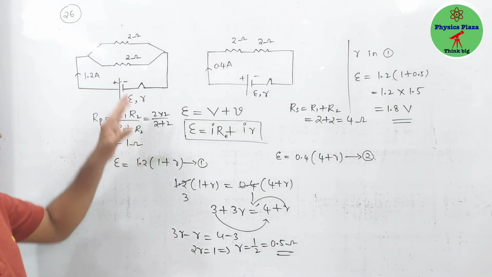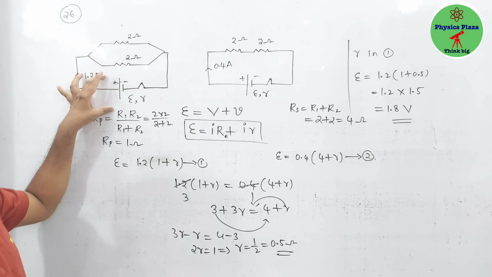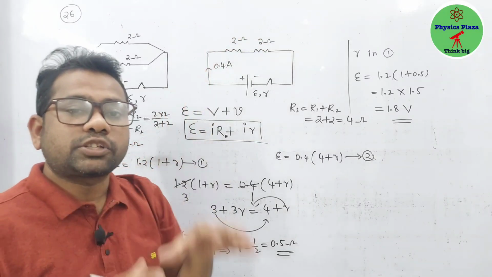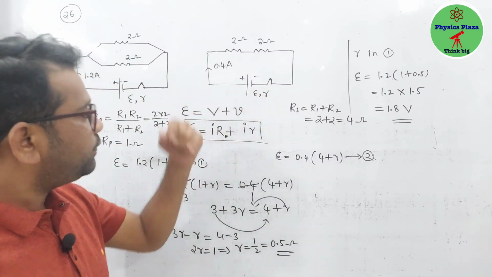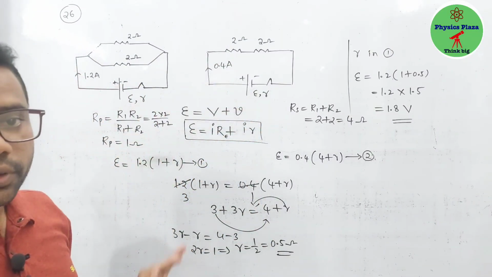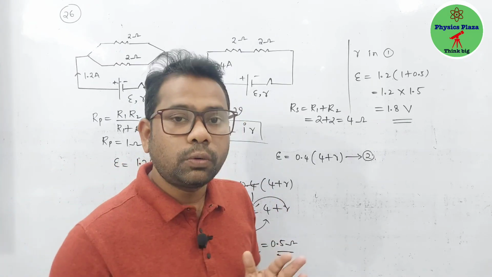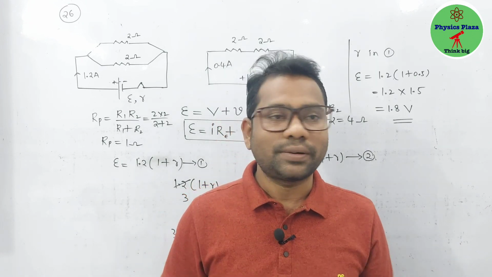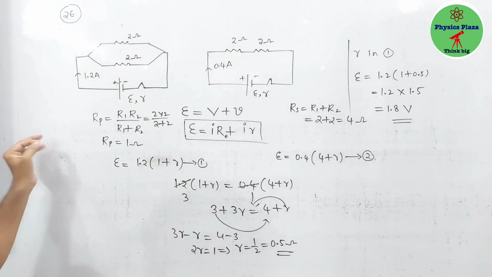Children, again I am telling you, two same resistors and the same battery. Once they are connected in parallel, once they are connected in series. Then they are asking us to calculate the EMF and internal resistance of the battery. So again I am telling you, be cool, have patience, go through it step by step. Definitely you will understand. Just copy this, we'll proceed.